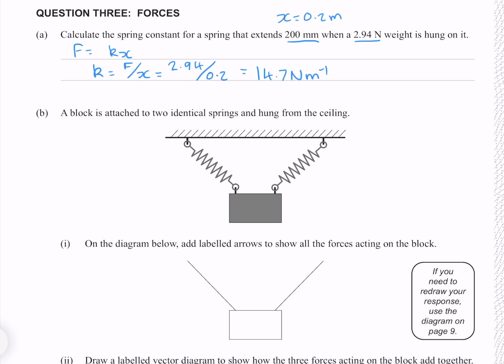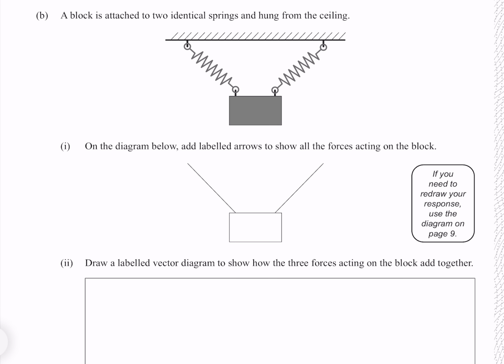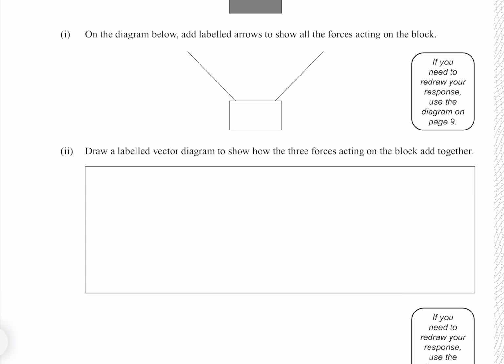per meter. A block is attached to 2 identical springs and hung from the ceiling. On the diagram below, add labelled arrows to show all the forces acting on the block. First of all, we have the gravitational force, and we have our 2 tension forces from the springs. Draw a labelled vector diagram to show how the 3 forces acting on the block add together.